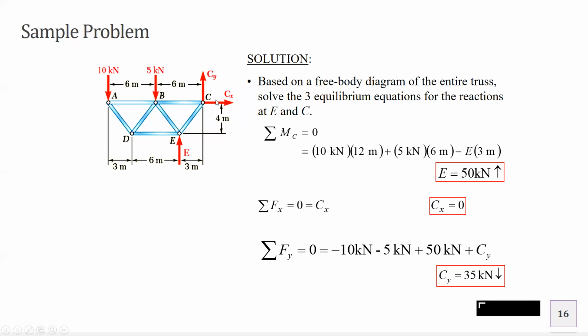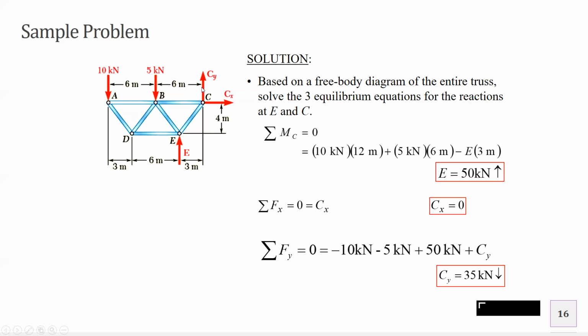Now we're going to find the reactionary forces at point C. Point C has no other x's. There is no other left-right direction. So the sum of all the forces in the x direction has to be 0, and since there's only one force in the x direction, it has to be 0. So the reactionary force at point C in the x direction is 0.